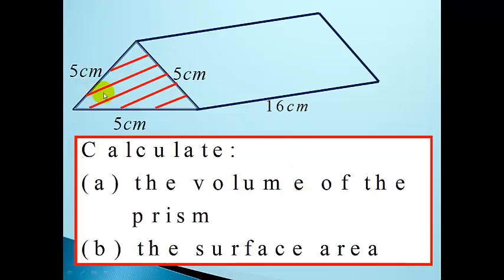Now let's consider this example. Assuming we are given this triangular prism. The triangle is an equilateral triangle because we can see that all the sides are equal. We are given the length of the prism. Now let's calculate A, the volume of the prism, and B, the surface area. Let's look at how best we can calculate the volume of the prism and the surface area.